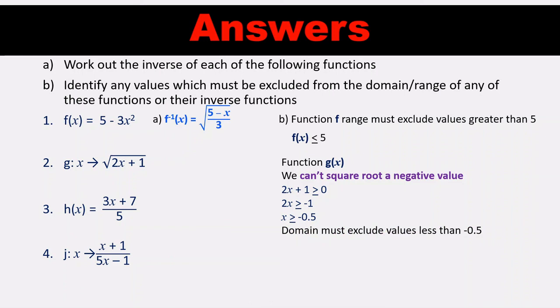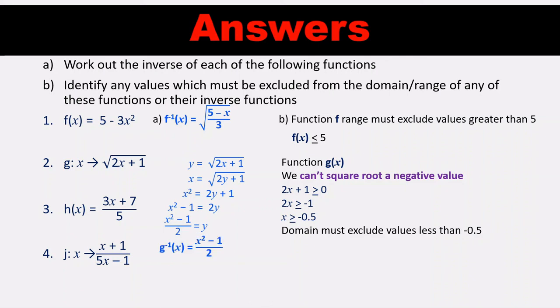Let's find the inverse function. Let's swap our x's and y's. Let's rearrange this to get y on its own. Opposite of square rooting is squaring. Subtract the 1, divide by 2. Now y is my inverse function.